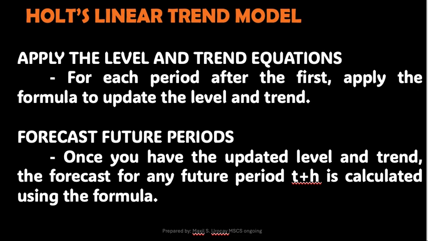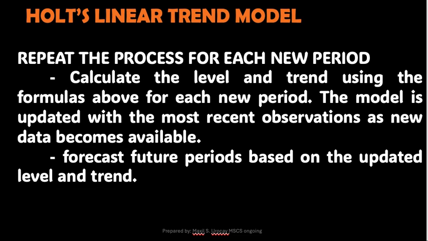Forecast future period: once you have the updated level and trend, the forecast for any future period t plus h is calculated using the formula. That's how it works. And then repeat the process for each new period. Calculate the level and trend using the formulas above for each new period, and the model is updated with the most recent observation as new data becomes available. Forecast the future period based on the updated level and trend. That's how it works.